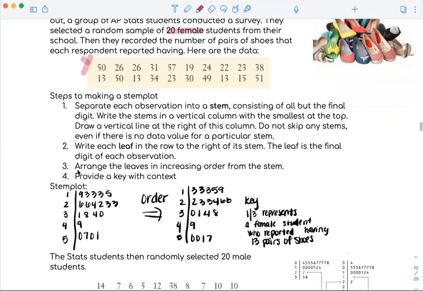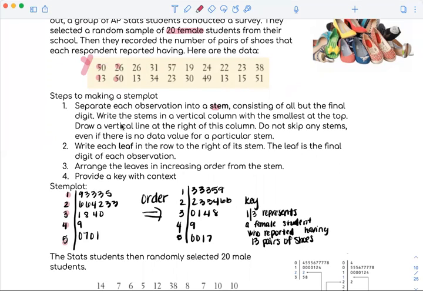So the first thing that we want to do is separate each observation into a stem consisting of all but the final digit. So our stems are going to be made up of the first digit here. So the 5, the 1, the 2, the 5. If we look at all of our data values, the range looks like the smallest is 13 and the largest is 57. So for my stems, the first thing that I did was put my first digits, 1 through 5.